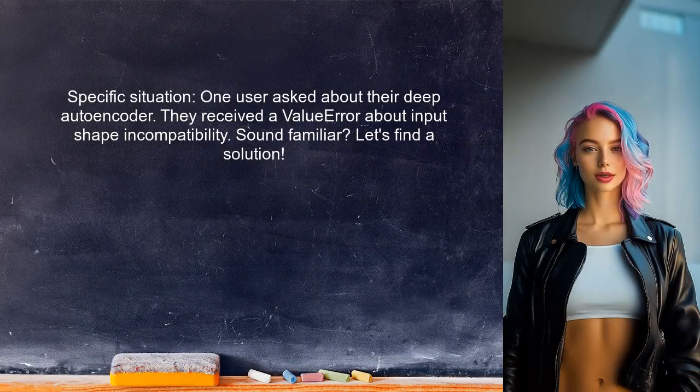Let's look at the specific situation. One user reached out with a question about their deep autoencoder. They received a value error stating that the input shape was incompatible with a layer in their model. Sound familiar? If so, let's dive in and find a solution.